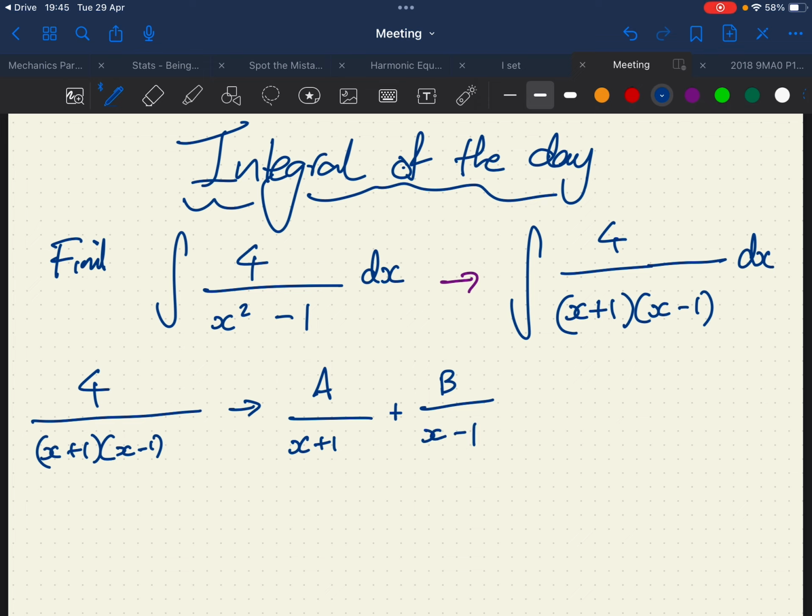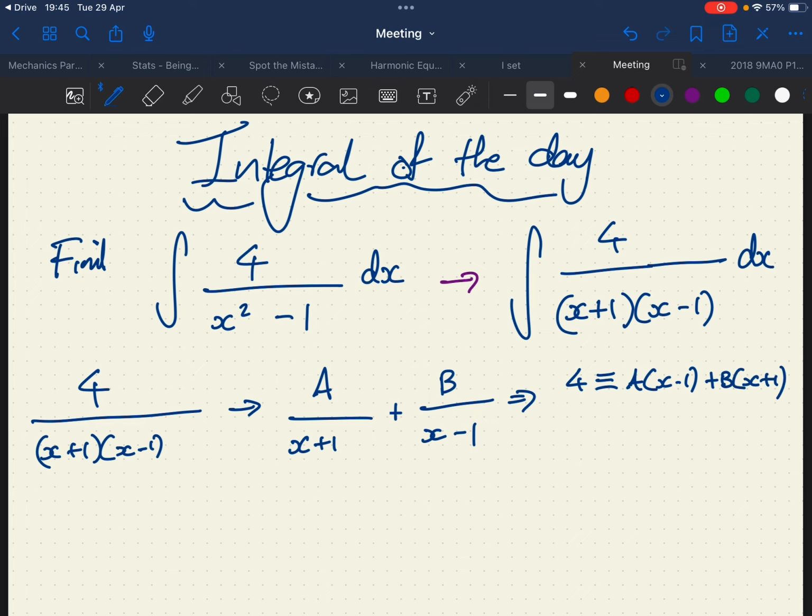Well, when we want to integrate the whole thing, we can sort of integrate them one at a time. And this is going to have something to do with natural log. So let's find our a and our b values before we go any further. So a good next step would be the following identity. So 4 is going to be equivalent to a times (x minus 1) plus b times (x plus 1).